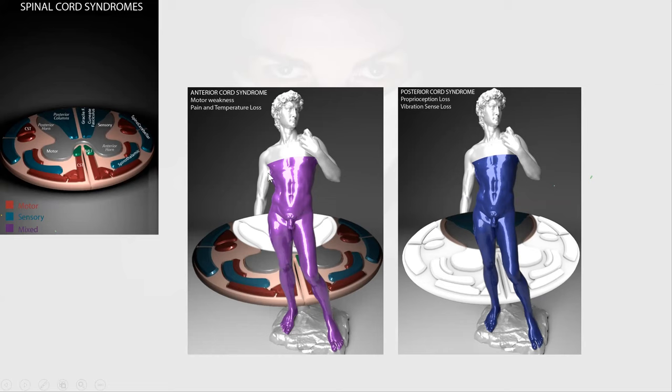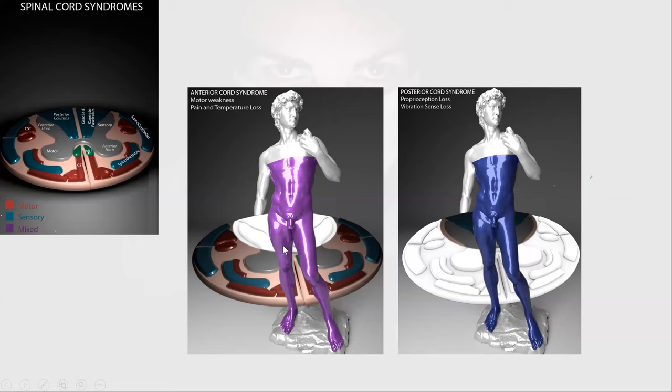Why? Because this artery will arise at a specific level from the aorta, from the posterior intercostal arteries, and then will continue to supply the anterior spinal artery. So after triple A repair, this artery of Adamkiewicz can be lesioned. The result will be motor weakness bilaterally and pain and temperature loss bilaterally below the level of the arterial incident. This is called anterior cord syndrome. If after triple A repair, it can be called Adamkiewicz artery lesion or syndrome.